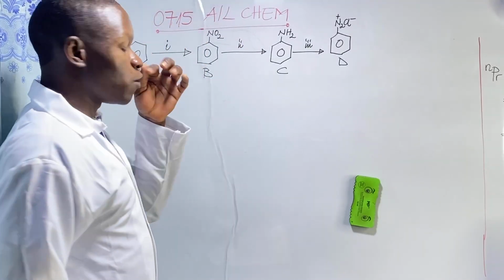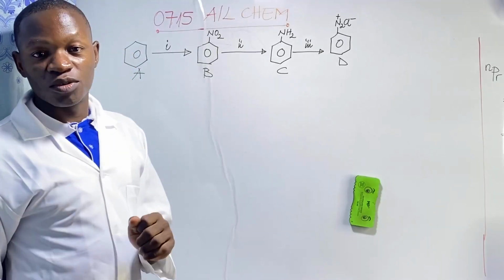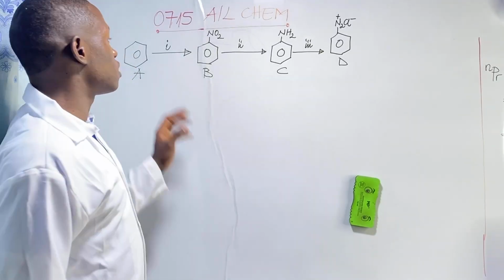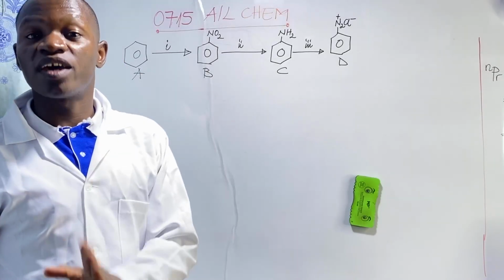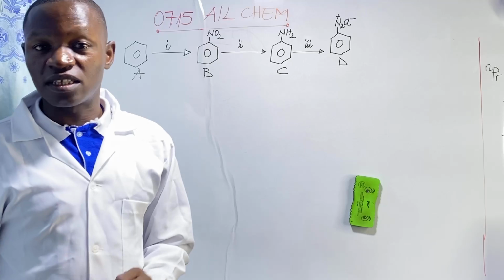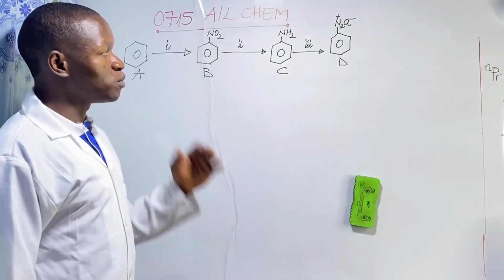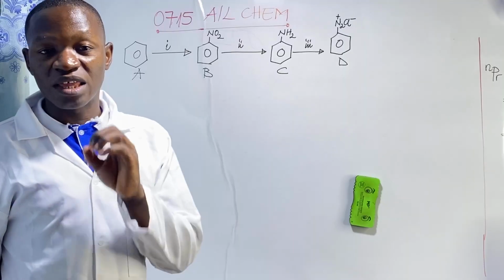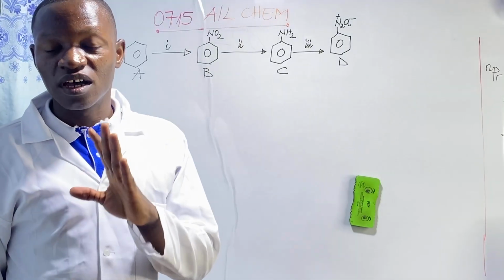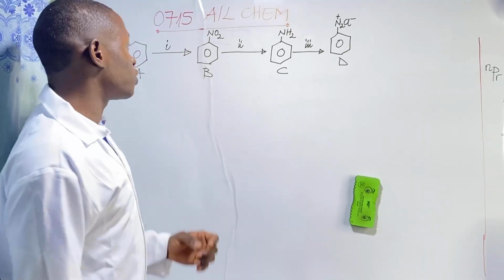Okay, so we are going to analyze a synthetic route. When you are answering synthetic routes, the first thing that you do is try to identify the various compounds involved. This is a very special synthetic route as far as organic synthesis is concerned. You are supposed to master this synthetic route and know every detail about it, that is reaction conditions, reagents, as well as methods of separation.